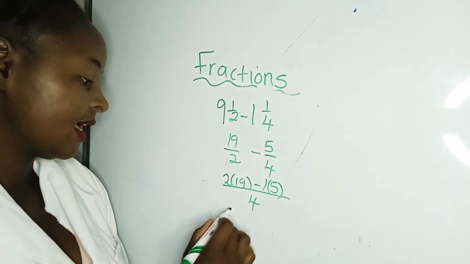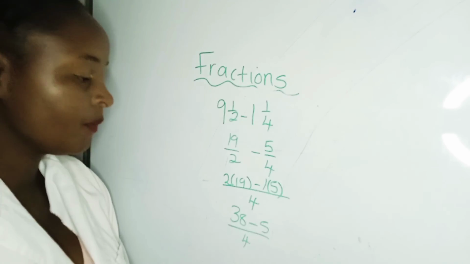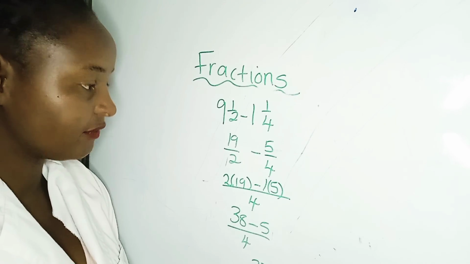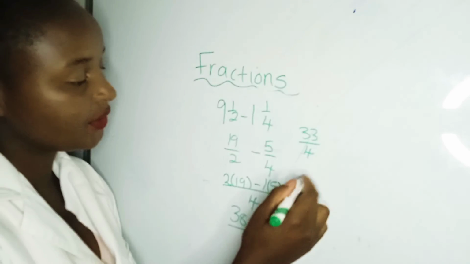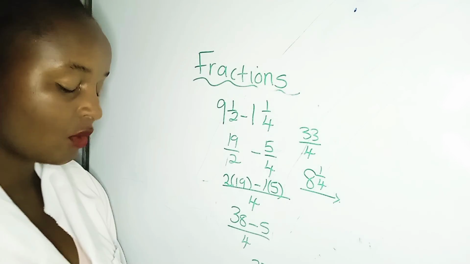19 times 2 is a 38. 38 minus 5 all over 4. 38 minus 5 is 33, all divided by 4. So 33 over 4. 4 into 33, we know it's 8 times remainder 1. So our final solution is 8.25, right?